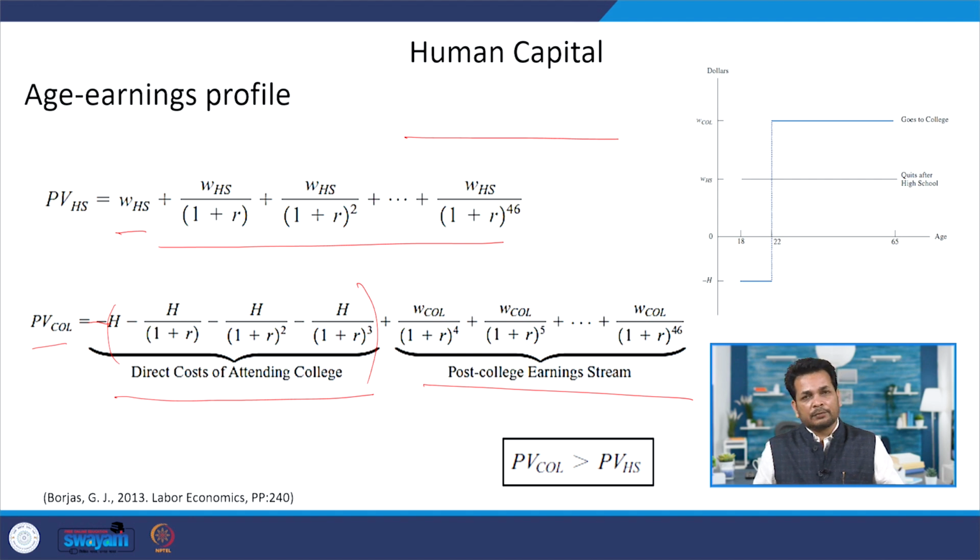Now, if the present value of the college education is higher than the present value of the high school education earnings, then definitely he will go for college education. Let me give you one example.